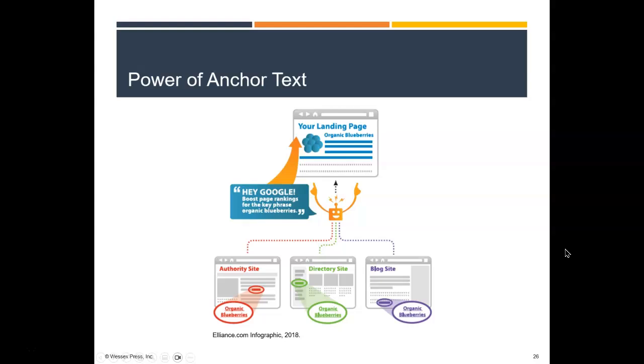Power of anchor text. What is anchor text? So boost page rankings for the key phrase organic blueberries. Anchor text is what is on your website or your product that if somebody were to search in Google running shoes, it goes directly to your website because it's one of the many that are listed in the top 5.